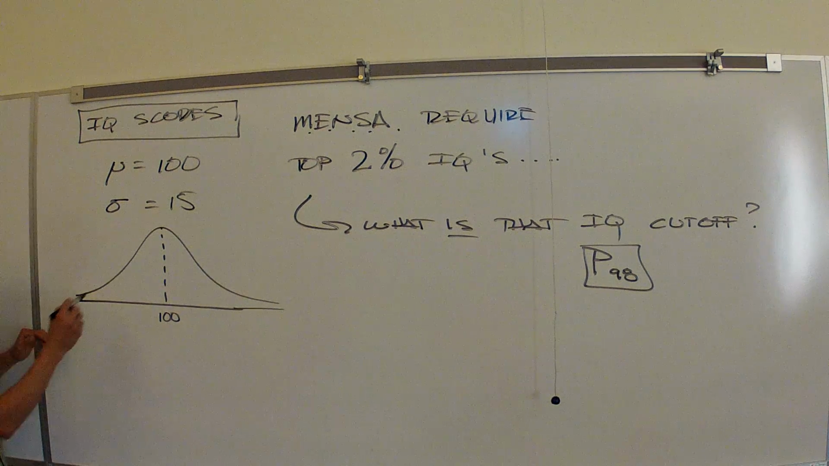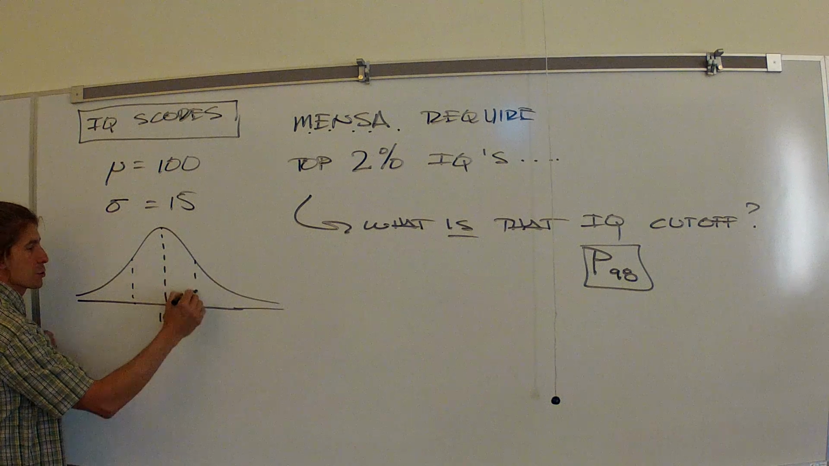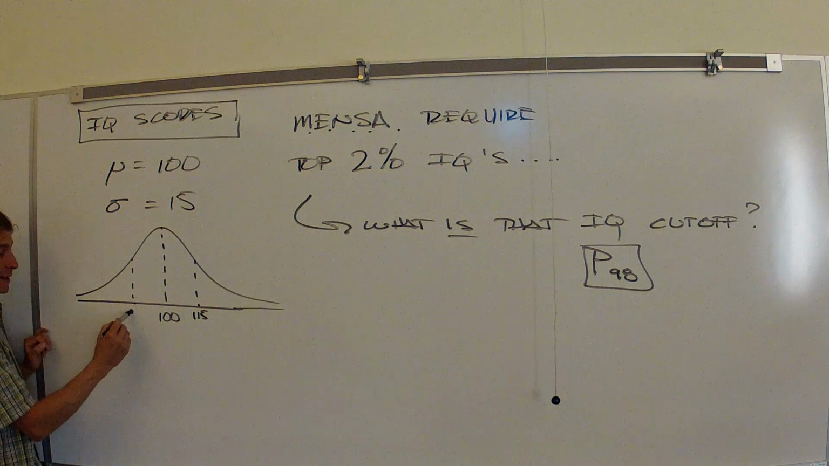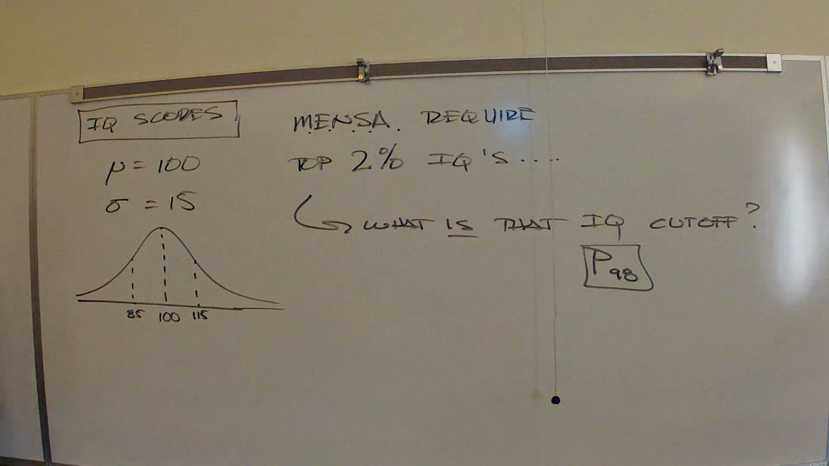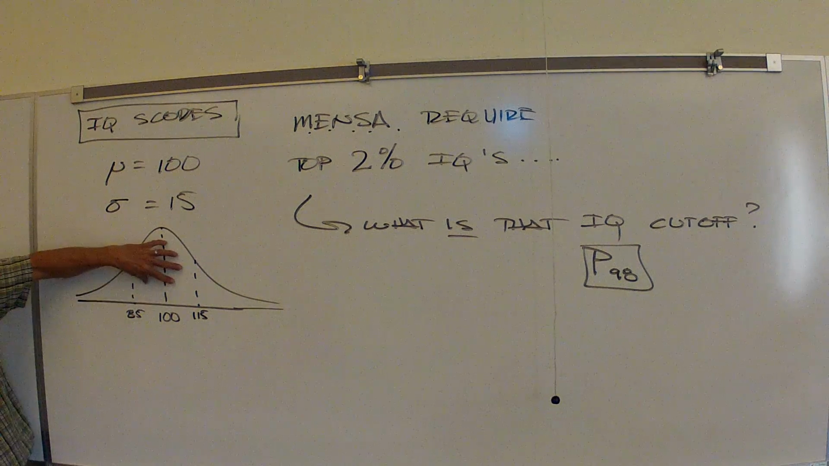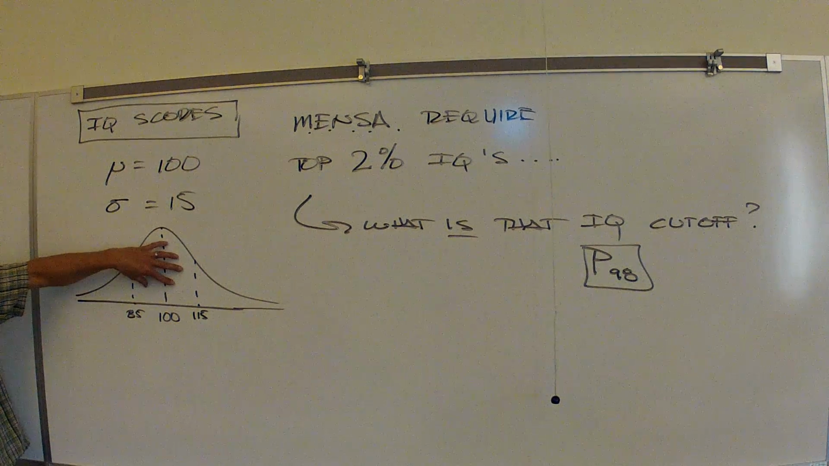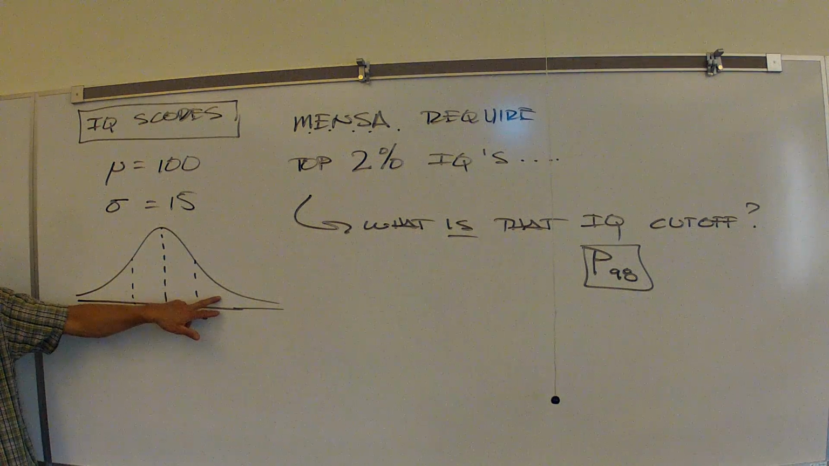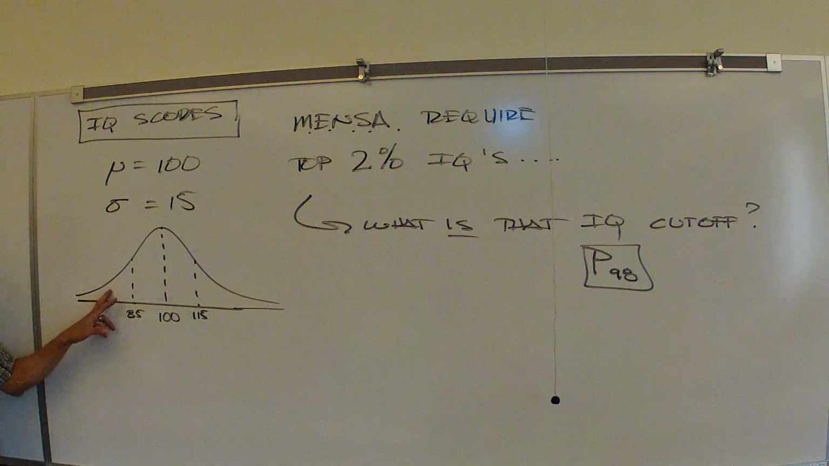Fantastic. If we go up to 115 or down to 85, you know where this is headed, don't you? That's about 2/3 of your data right there, roughly. Which means you got about 1/6 of it out here. Roughly 16% here and 16% here.